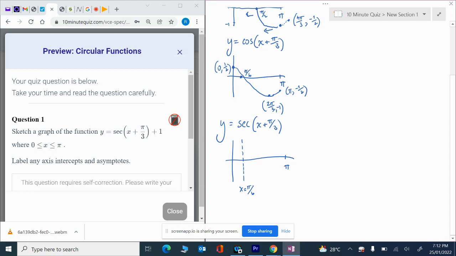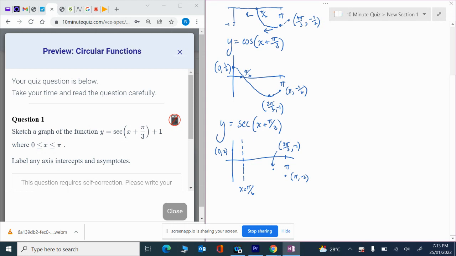For the endpoint, which was y equals a half, when we take the reciprocal, we're going to get y equals 2. So that's (0, 2). Similarly, for the other endpoint, which was negative a half, that's going to give us the point (π, -2). And this local minimum is now going to become a local maximum. The reciprocal of -1 is still -1. So that gives us the local maximum (2π/3, -1).